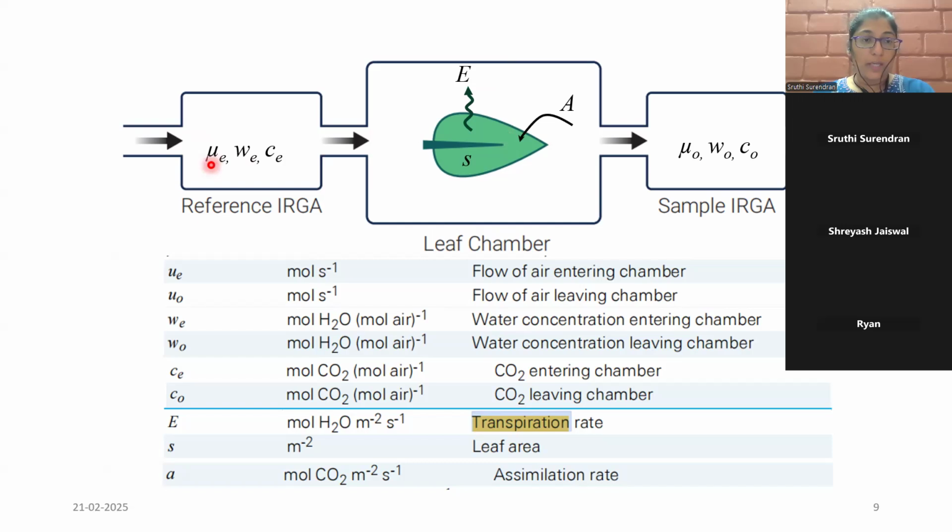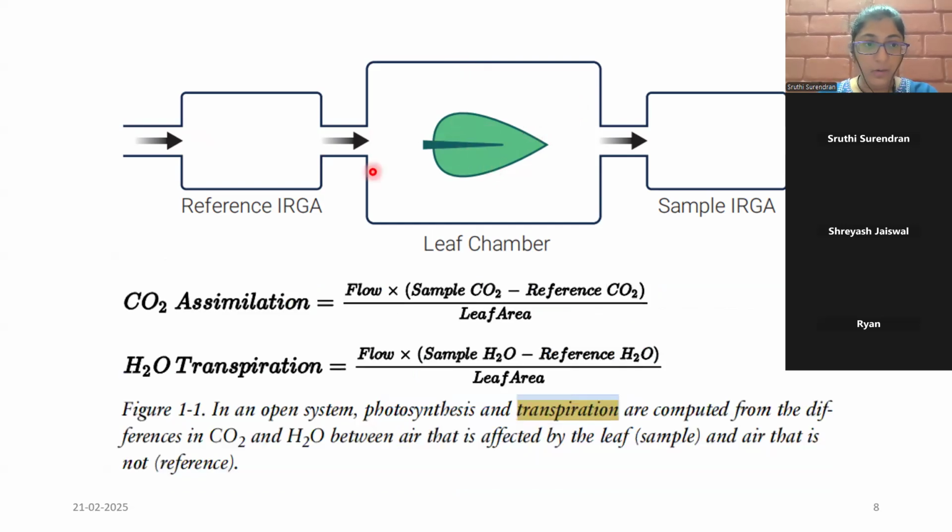So here, uE is the flow rate entering the chamber. E represents entry and O represents out. So uO is the flow of air leaving the chamber. WE is the water concentration entering the chamber. CE is the carbon dioxide concentration entering the chamber. Similarly, WO and CO are the water and carbon dioxide concentrations, respectively, exiting the chamber. E is the transpiration rate, A is the photosynthetic rate or assimilation rate, and S is the area of the leaf. Now, the carbon dioxide assimilation can be calculated in this way.